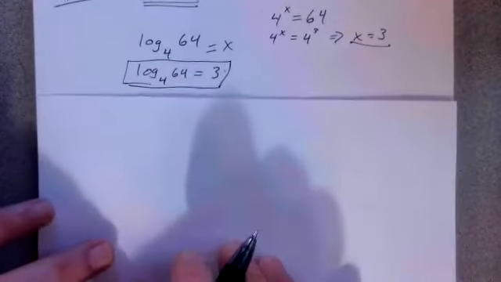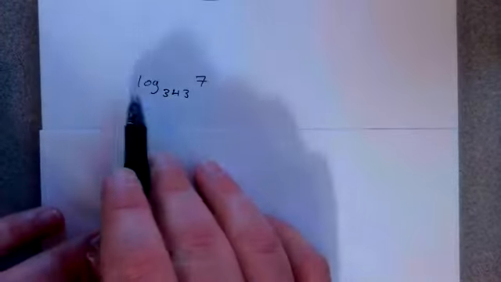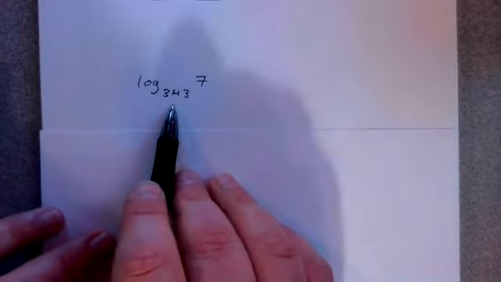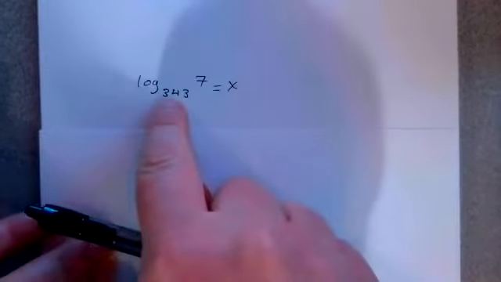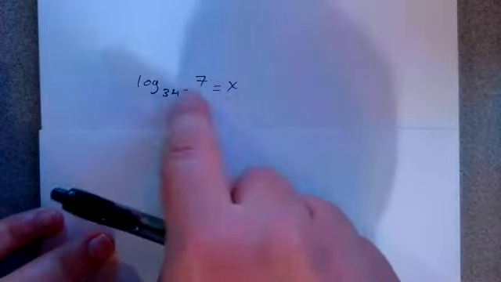All right, let's try that one more time. This time might be a little bit more difficult, and that's okay. Log base 343 of 7, what, equals 7. Again, I don't know what it equals, so let's let it equal x. Now 343 raised to the x power equals 7.